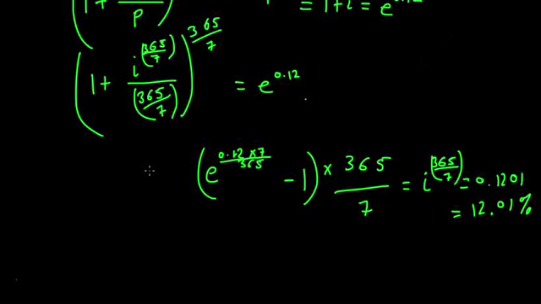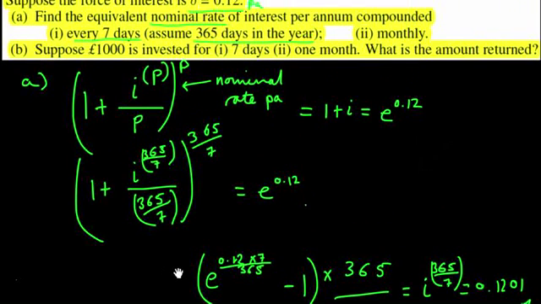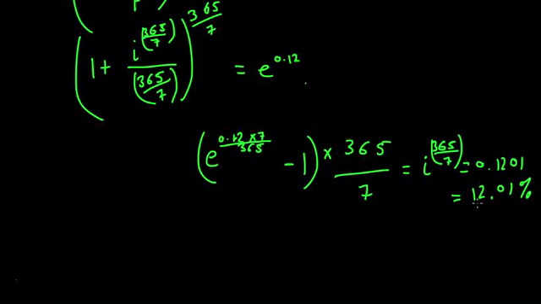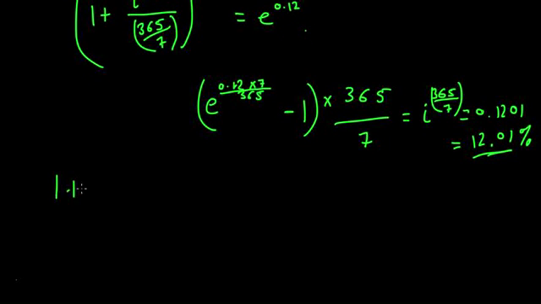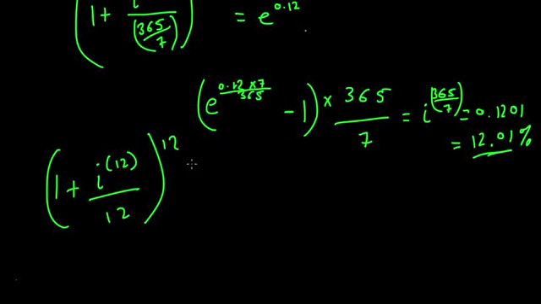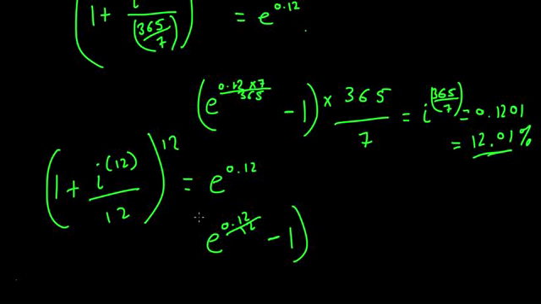Now, this is actually easier. We have to do the same thing, but the question is asking us to do it monthly. I think I can race through that very quickly. All I'm going to say is 1 plus i over 12, all to the power of 12, is going to equal e to the 0.12. To transpose that, we make it e to the 0.12 to the power of 1 over 12, then minus 1, and then times 12. That's going to equal this nominal annual rate compounded every month.